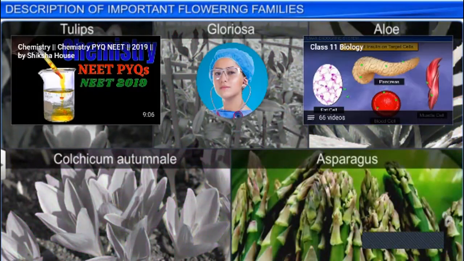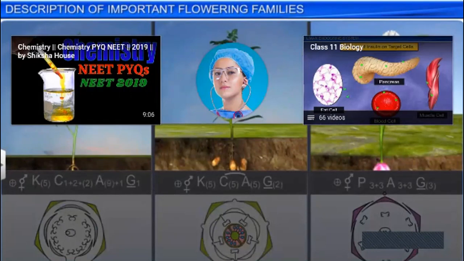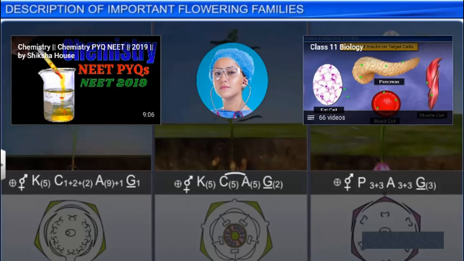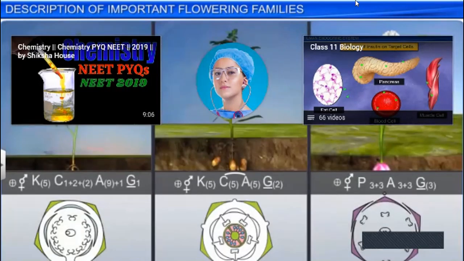Therefore, the description of a flowering plant includes its vegetative characters, floral formula, and floral diagram, and provides vital information about the plant. So class, with this we are done with the chapter.